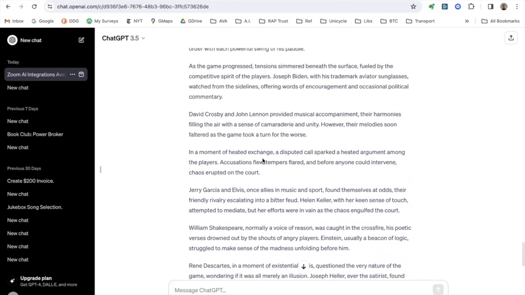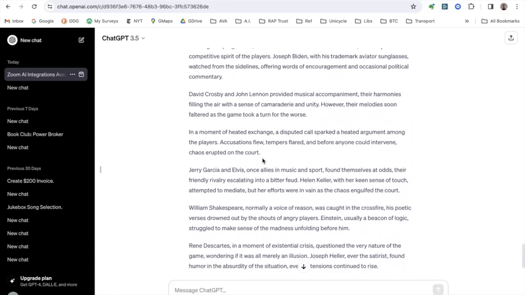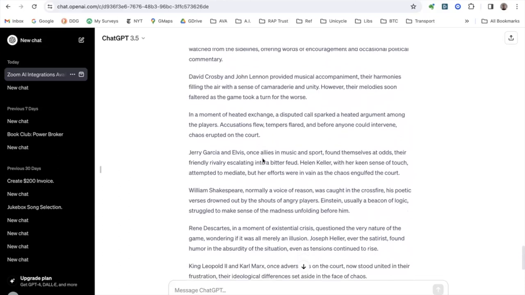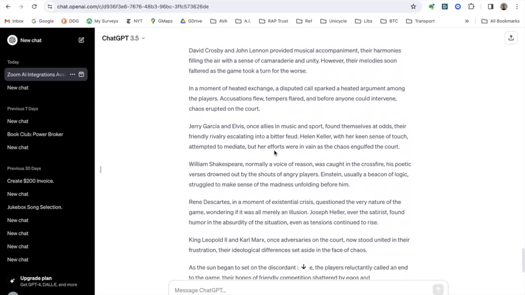Okay. Yeah, this is David Crosby and John Lennon provided musical accompaniment, their harmonies filling the air with a sense of camaraderie and unity. However, the melodies soon faltered as the game took a turn for the worse. In the moment of heated exchange, a disputed call sparked a heated argument among the players. Accusations flew, tempers flared, and before anyone could intervene, chaos erupted on the court. Jerry Garcia and Elvis, once allies in music and sport, found themselves at odds, their friendly rivalry escalating into a bitter feud. Helen Keller, with her keen sense of touch, attempted to mediate, but her efforts were in vain as the chaos engulfed the court.